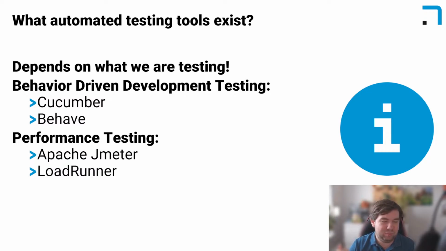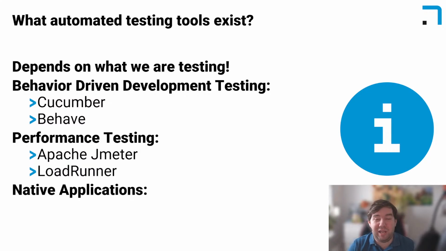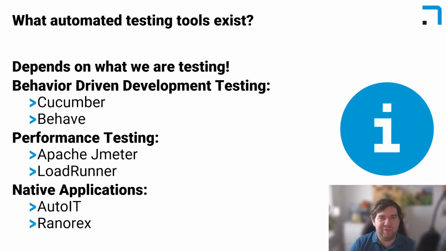And of course, we can also look at native applications for native Windows or Mac. And how do we test those? Well, currently they're a bit harder to find, but we have AutoIT and Ranorex that are natively testing these applications. This is an area of development I think test automation is definitely going to explore further, so we can automate all kinds of applications.